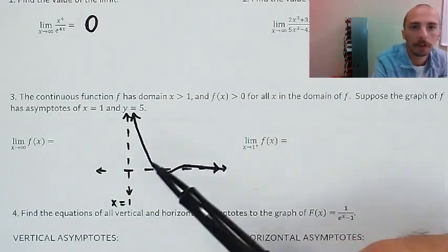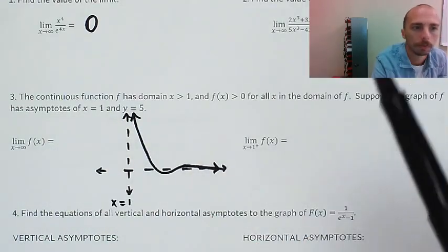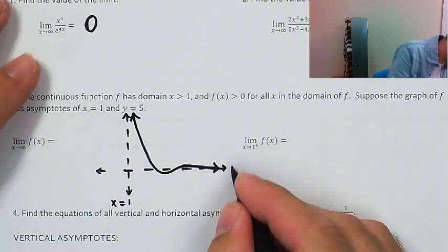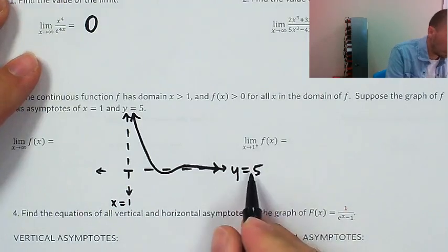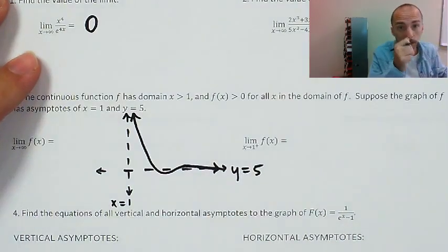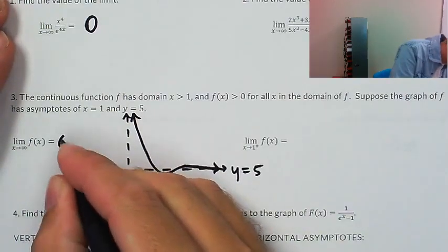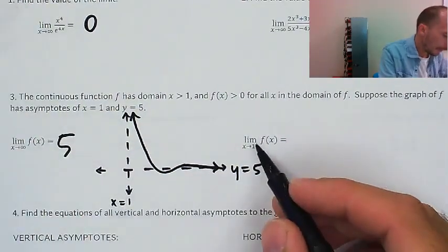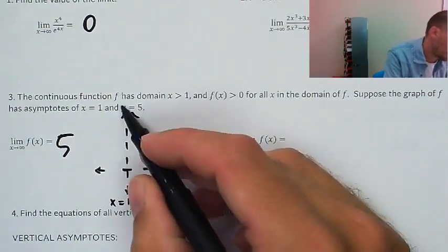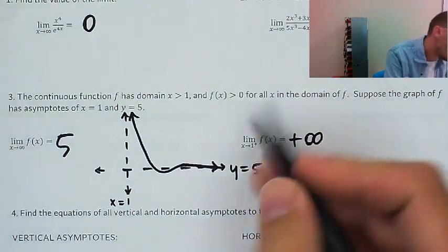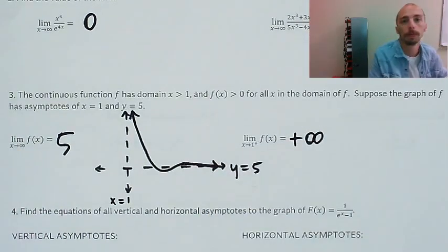So that's going to give us enough information to solve these two questions, right? Limit as x approaches infinity of f of x. Oh, okay, that's y equals 5, the horizontal asymptote that we're approaching. That's the idea: the limit as x approaches infinity is the same as the horizontal asymptote. So I'm going to say that's 5. And then the limit as x approaches 1 from the positive side, that's going to positive infinity because of the vertical asymptote, along with the fact that f is always positive.